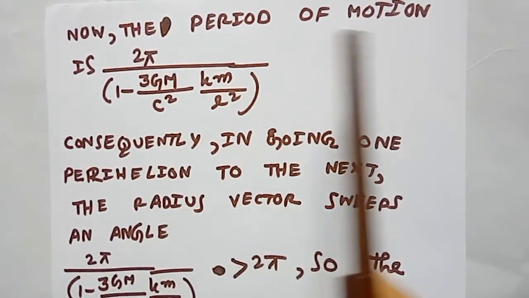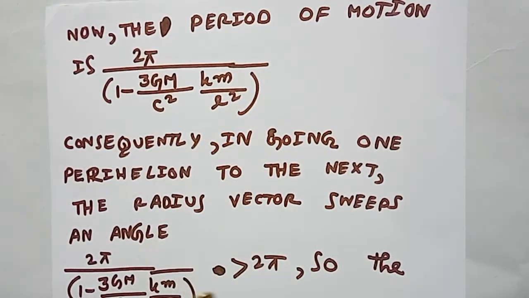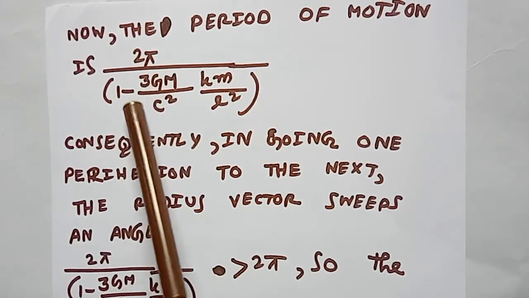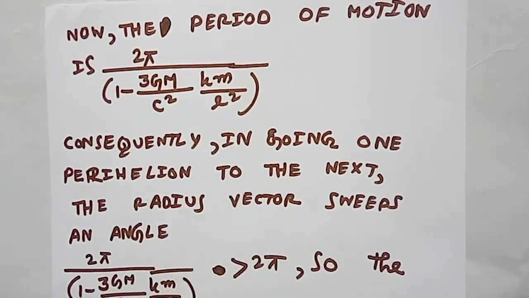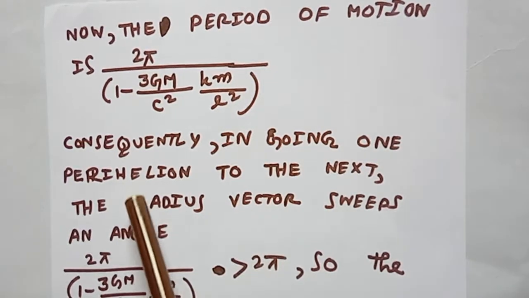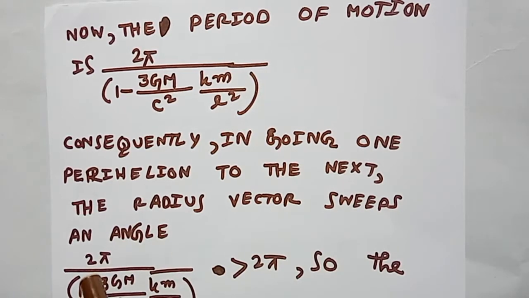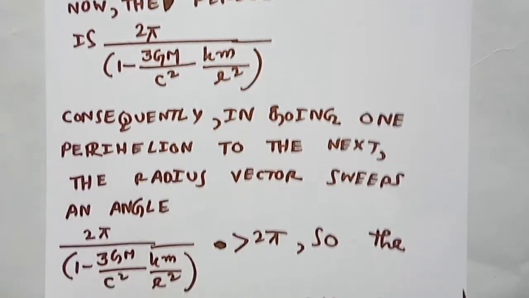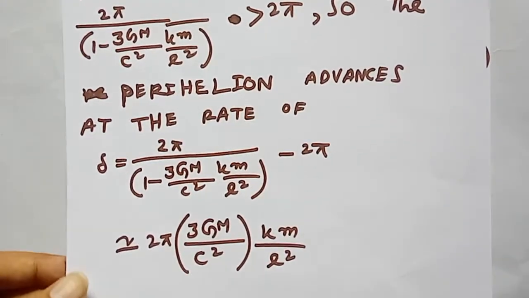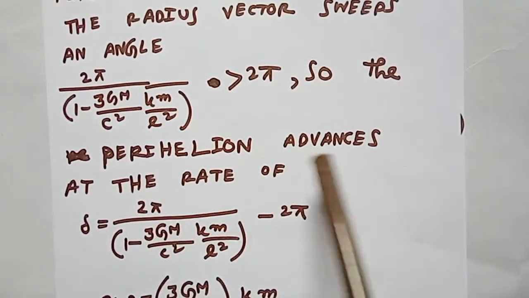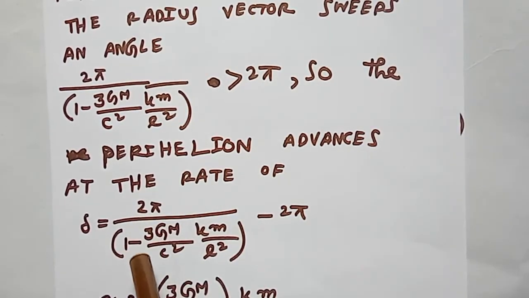Now the period of the motion is 2 pi (1 minus 3GM/c² km/l²). Consequently, in going from one perihelion to the next, the radius vector sweeps an angle not only 2 pi, but greater than 2 pi. This term is 2 pi (1 minus 3GM/c² km/l²). So the perihelion advances at the rate delta equal to 2 pi (1 minus 3GM/c² km/l²) minus 2 pi.